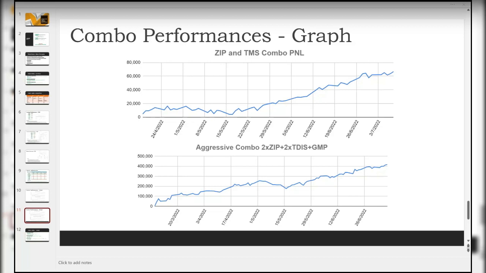Hello, sir. In the aggressive combo, you have mentioned 2x ZIP plus 2x TDIS plus GMP, is that 1x or 2x? 1x. Okay, fine. Thanks. So it's basically a 60% non-directional, 40% directional portfolio. Okay, super. Thank you.